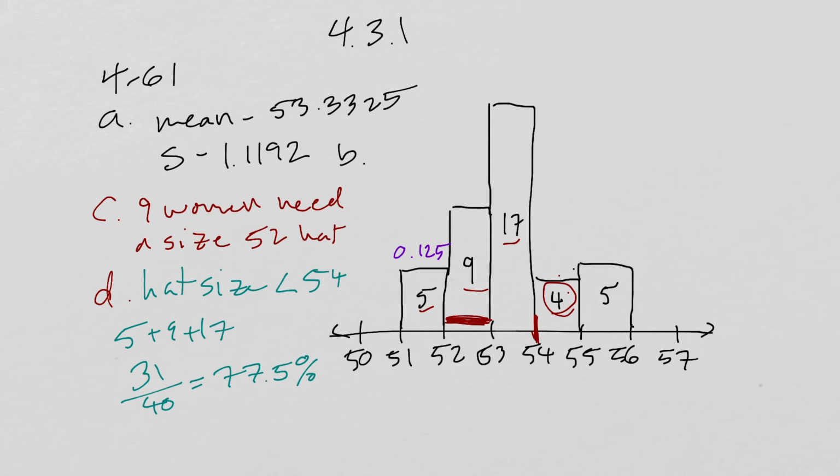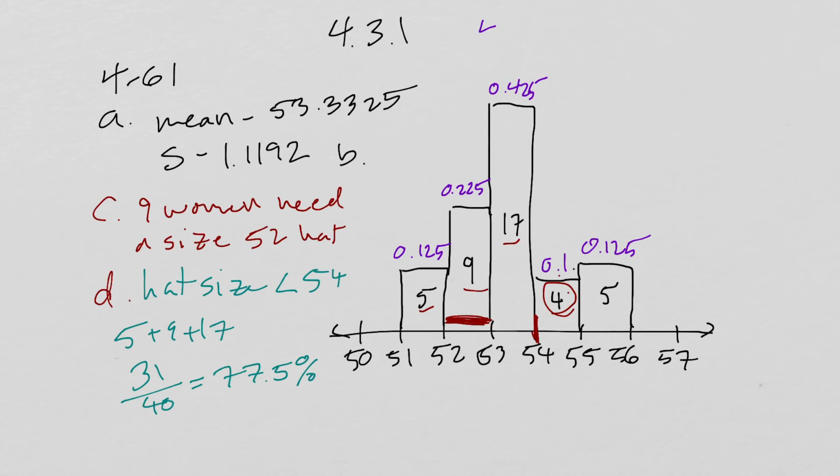0.125. 9 divided by 40 would be 0.225. 17 divided by 40 would be 0.425. 4 divided by 40, that one's easy, that's 0.1. And then 5 divided by 40 again is 0.125. So that's how we changed it into a relative frequency histogram.